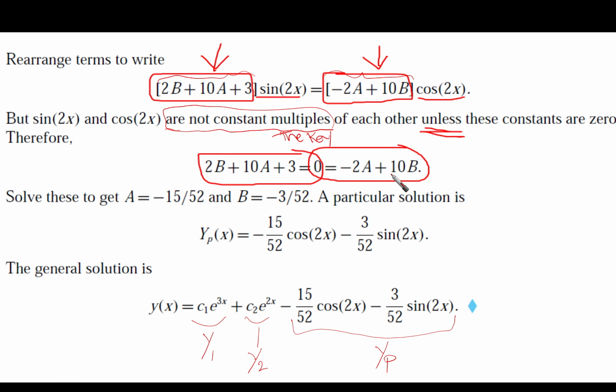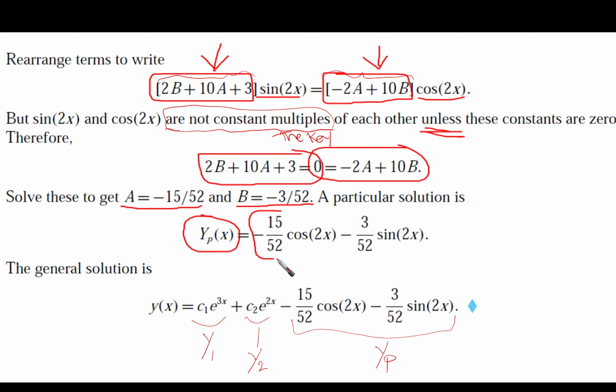Then we have two equations, and we have two unknowns. The first equation, this one, and this is the second equation. And we have two unknowns, which are a and b. We are going to solve these to get a equal to minus 15 over 52 and b equal to minus 3 over 52.